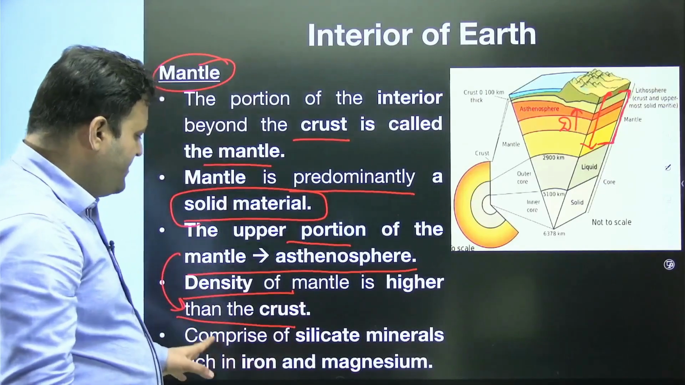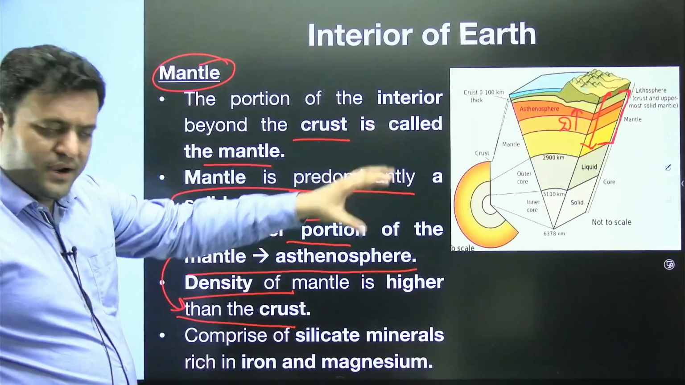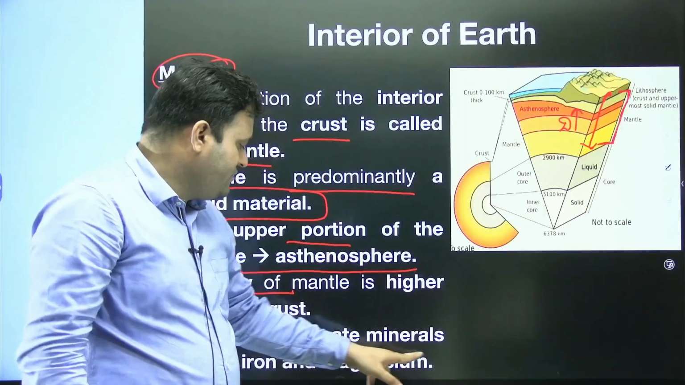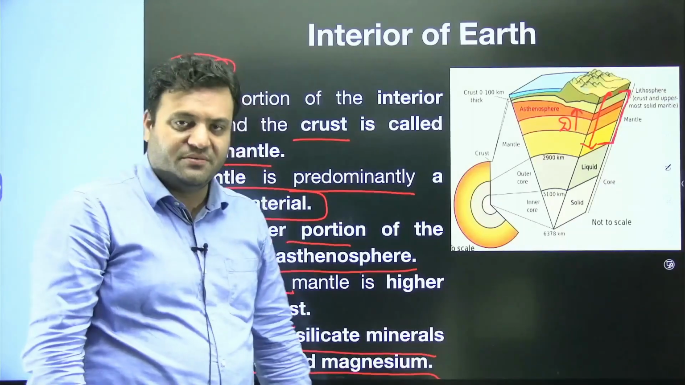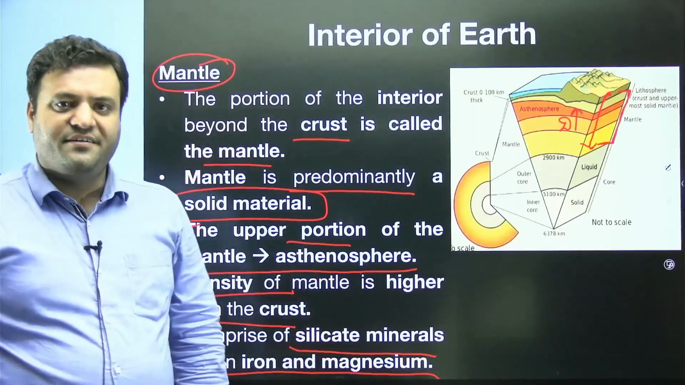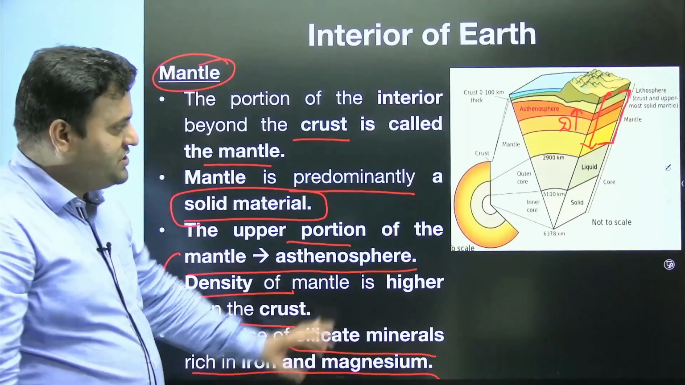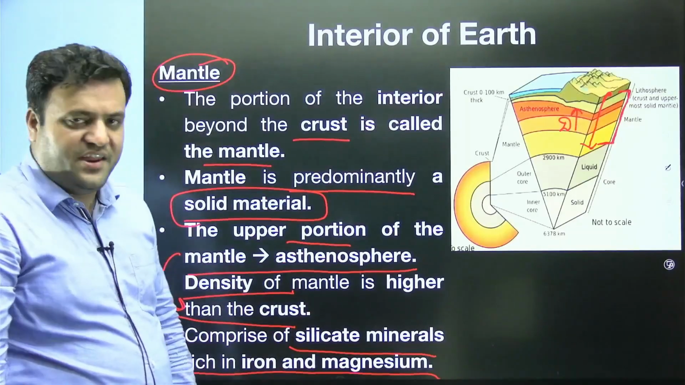And yes, when we are talking about this particular part, the mantle is actually comprised of silicate minerals rich in iron and magnesium. So they are rich in iron and magnesium. So this is a generalized idea about the mantle.